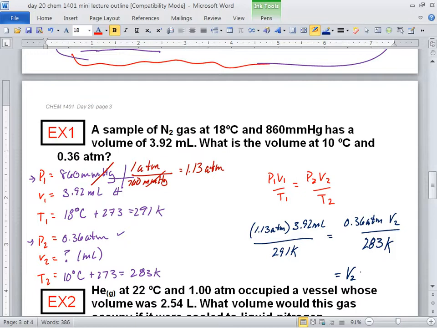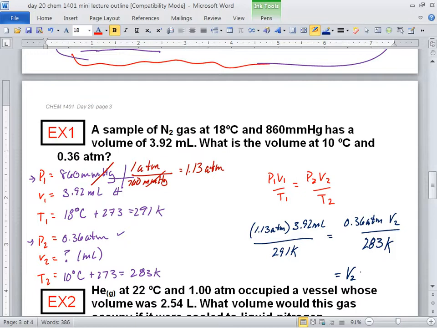Now, if you want to get your V2, what would you do first? Dylan, what would you do if you want to do this in one step on your calculator? Good. Multiply 1.13 times 3.92. Divide it by 291, then you would do this 283 goes where? It's going to go up to the top, right? And the 0.36 is going to go down to the bottom, right? So get used to seeing that visually, because then you would see that 1.13 times 3.92 divided by 291. Good, this guy's done.